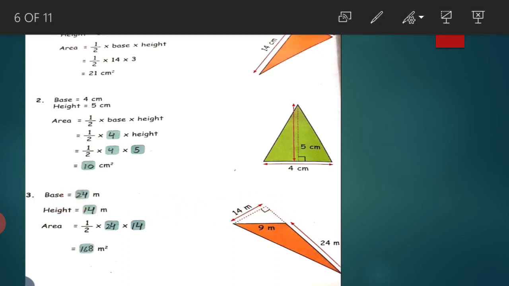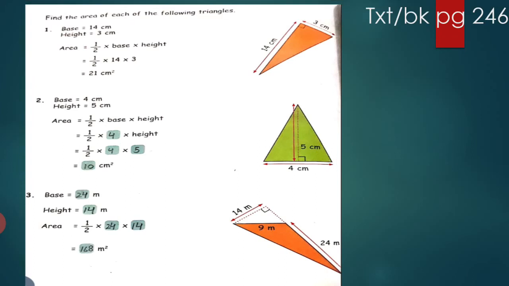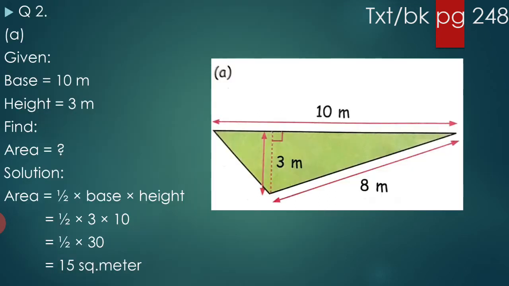So area is equal to half multiplied by 24 multiplied by 14. Solve it. At the end you will get your answer as 168 square meter.